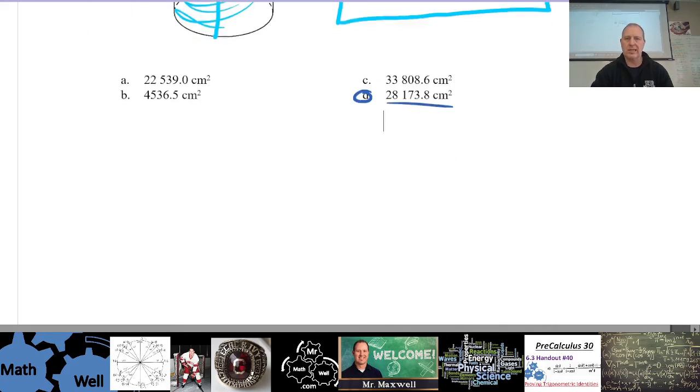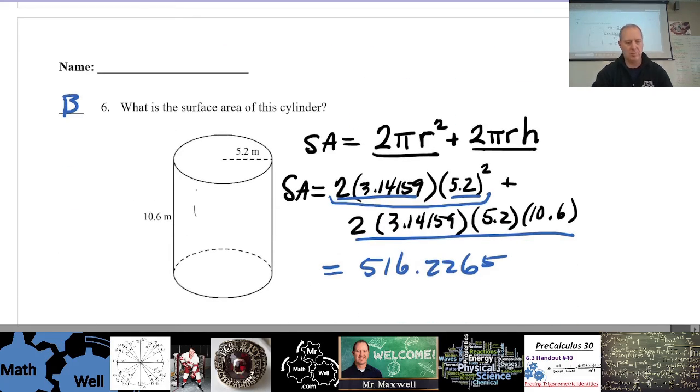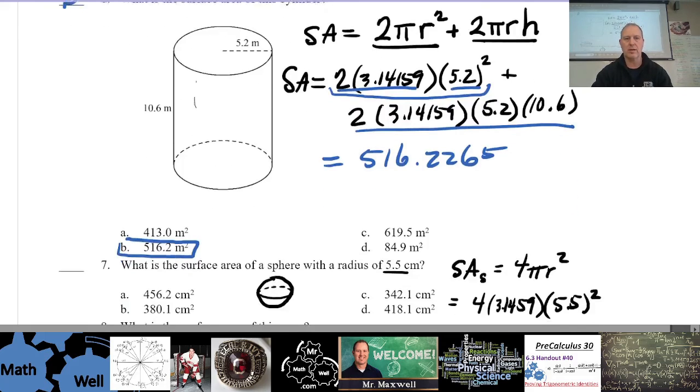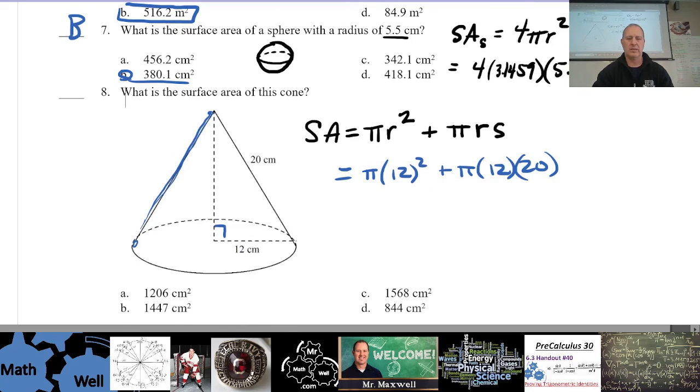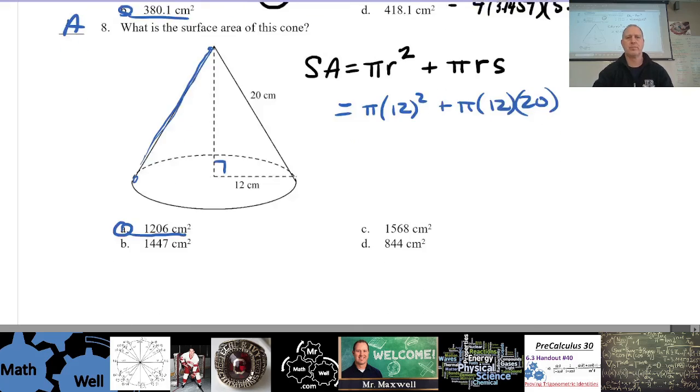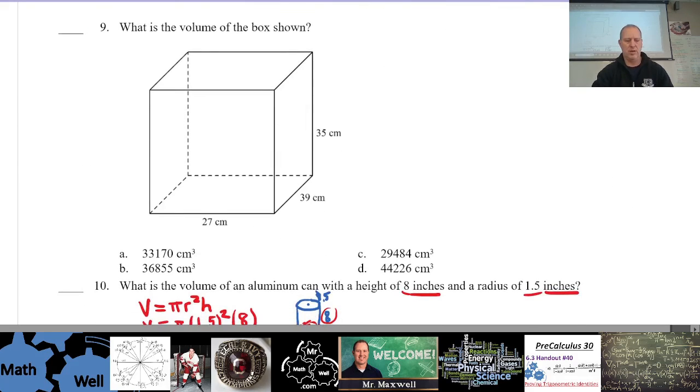Let's see, did we do 6 together to give you the answer for that one? 6 is B. Okay, we did that one together. Now 7, if you finished 7, you should have gotten B for an answer here. The surface area of the cone. Okay, number 8, the surface area of the cone. Finish up your work here. That should be A, 1206. Number 9, the volume of this box. That's easy peasy. This one should be B.